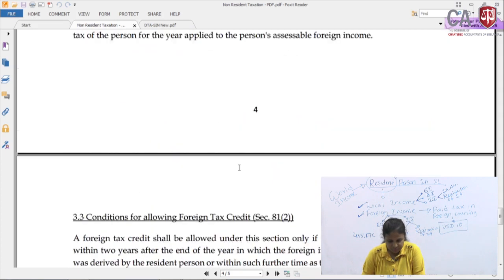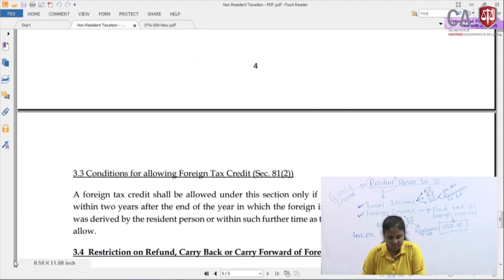Okay, then we will come to the next one. The conditions for allowing foreign tax credit, section 81, subsection 2. A foreign tax credit shall be allowed under this section, see the condition, only if the foreign tax is paid within 2 years after the end of the year in which the foreign income to which the tax relates was derived by the resident person, or within such further time as the Commissioner General may allow.